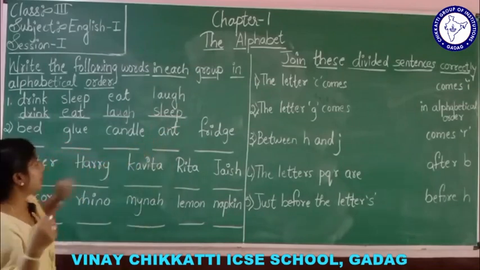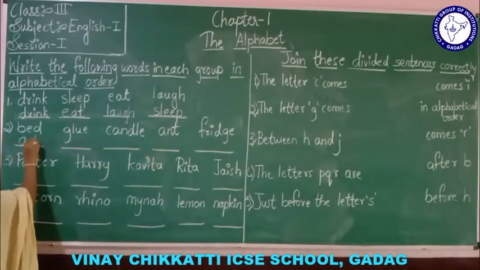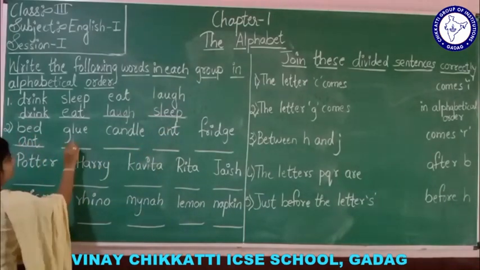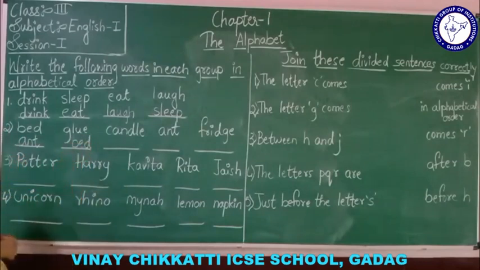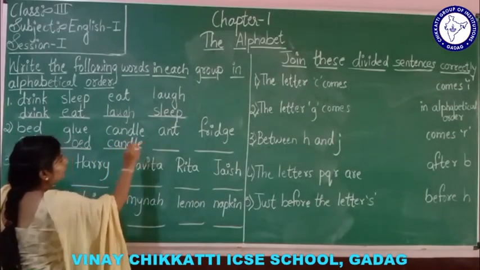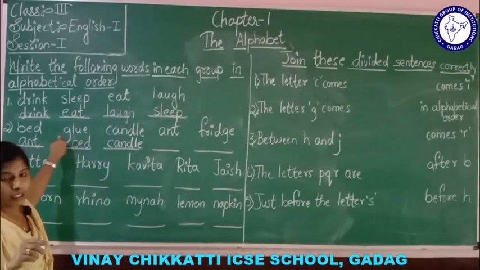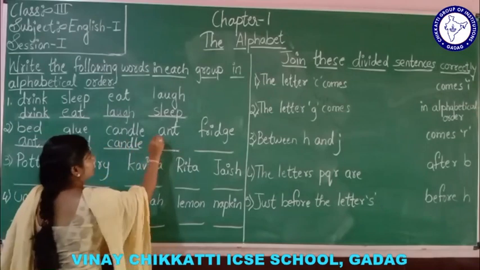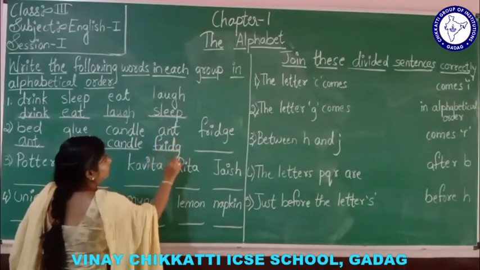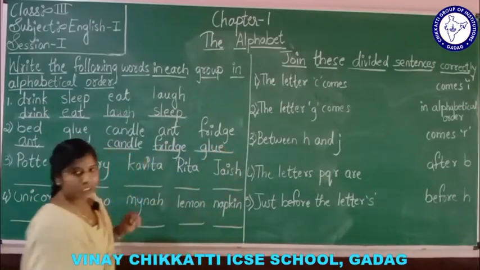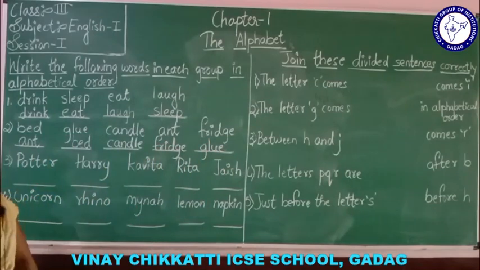A, see here, A is there, and B, here B is there. Next, C is there. D is not there. So A, B, C, D, E, F is there. And last it is glue. Understood? Have you understood this? Now, come to the third one.